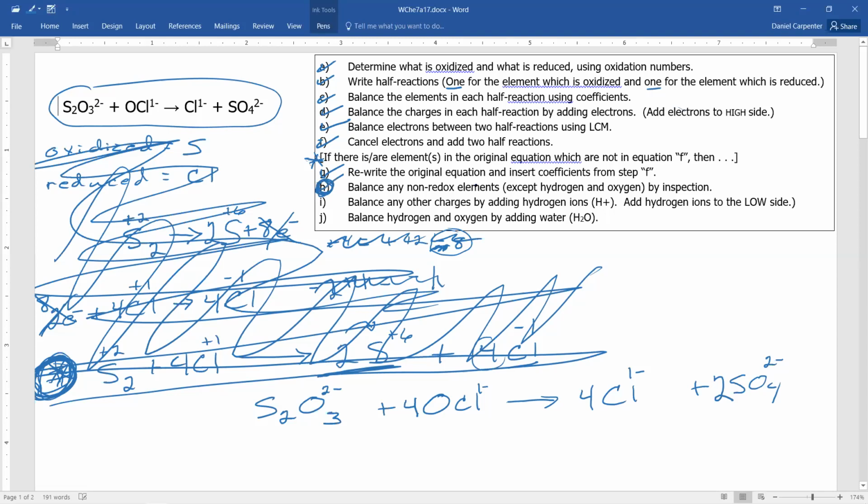So step H, balance any non-redox elements. Well, the redox elements were S and Cl. So what else is there? O.